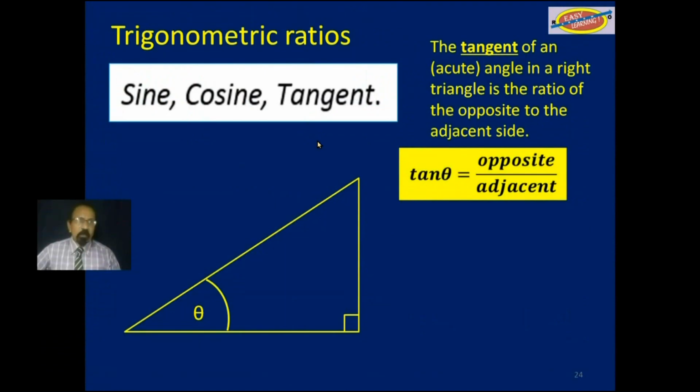So we looked at sine, which is the ratio opposite to the hypotenuse. We looked at cosine, which is the ratio of the adjacent to the hypotenuse. Now we're looking at tangent. And the tangent is the ratio of the opposite to the adjacent. So you see tan theta is equal to opposite over adjacent. That is a ratio.